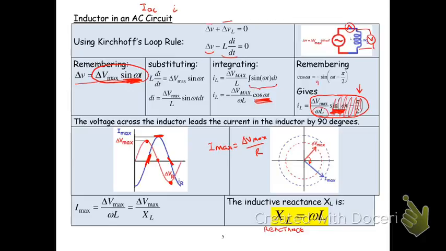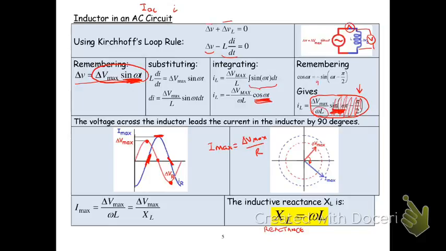Now here's the catch. Why don't they call it inductive resistance then? Can you think of why you can't call it inductive resistance? Because your inductance has a resistance. It's a piece of wire, isn't it? So it's got resistance. So we can't have two things used by the same name. So we don't call it inductive resistance. We call it inductive reactance. Okay.